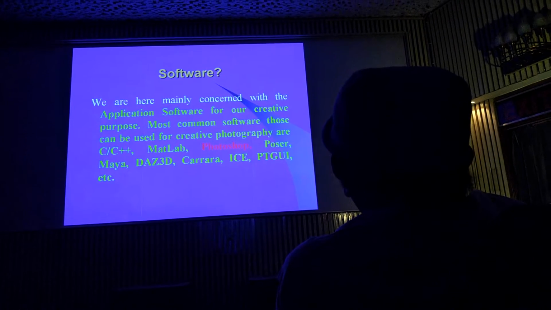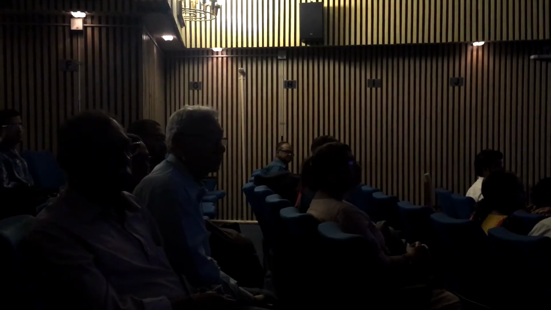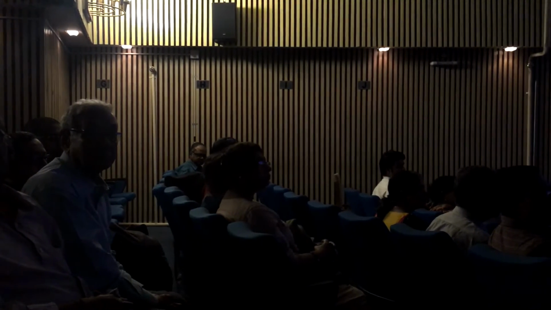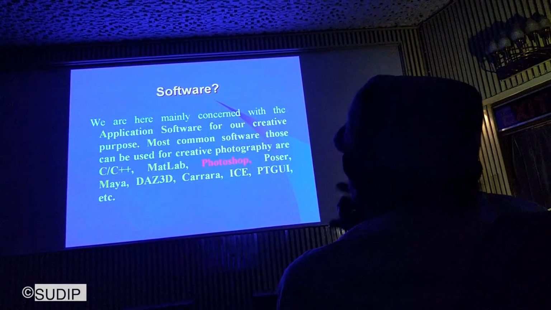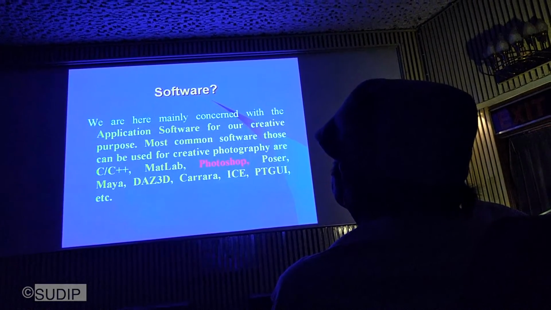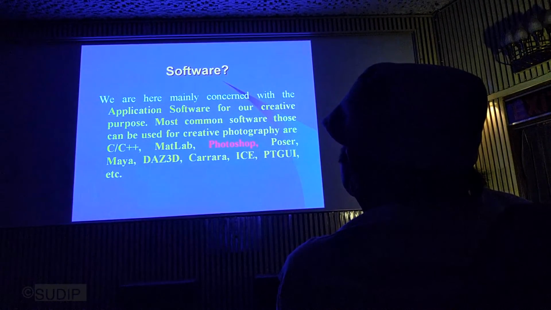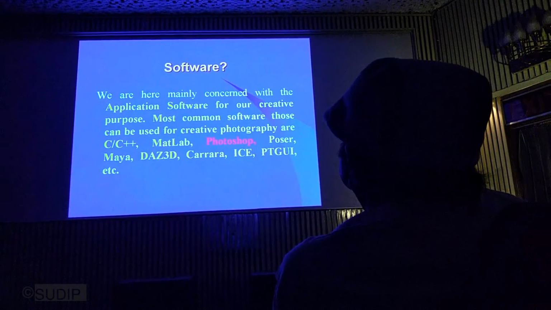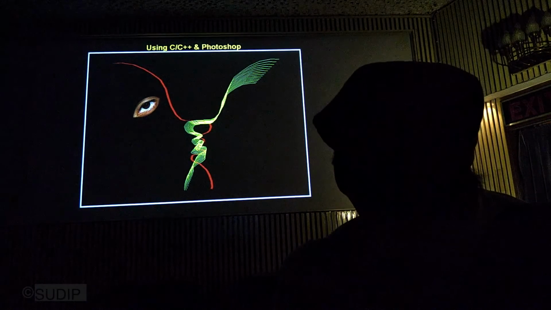We are mainly concerned with application software for our creative purpose. Actually, there are two kinds of software. One is called system software, and this is called application software. We are using the application software. The most common software that can be used for creative photography are C++, MATLAB, Photoshop, Poser, Maya, Dash3D, Canva, PTGui, etc. There are plenty of software which may be used for our creative purposes. But here I have discussed some ideas about C++, MATLAB, Photoshop, and Dash3D mostly. There are many software that I am not going to discuss.